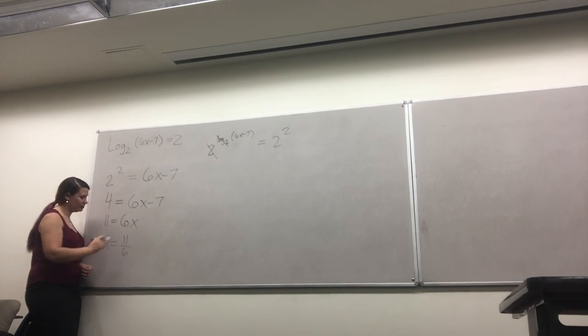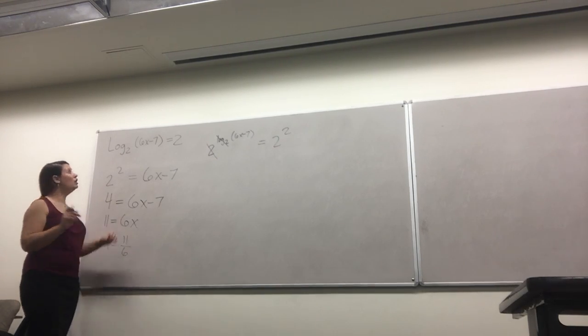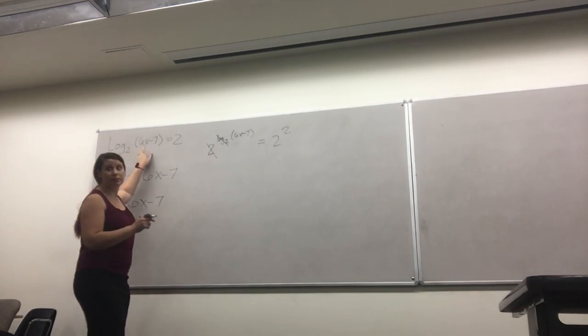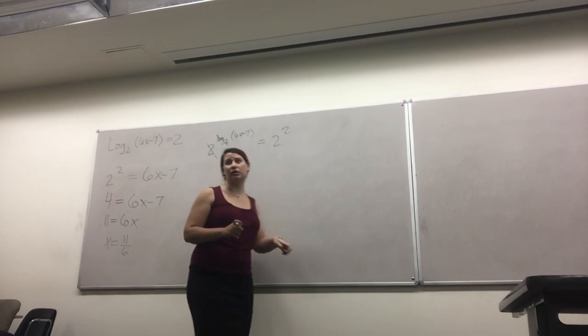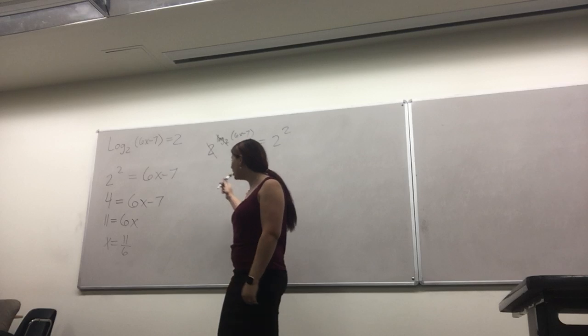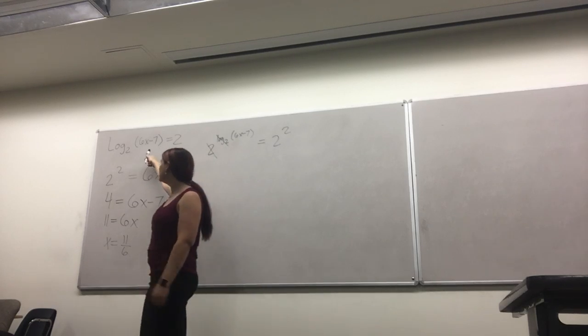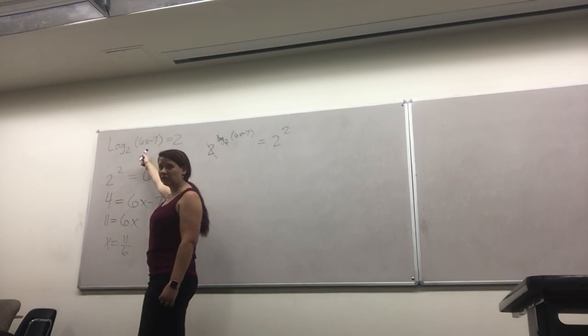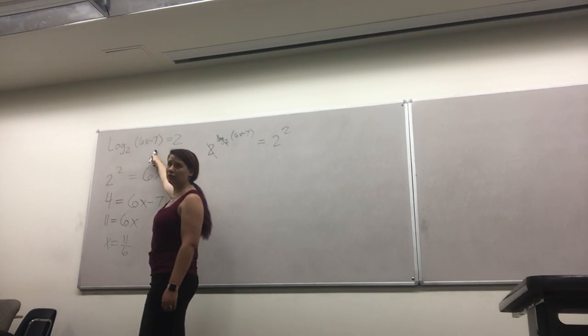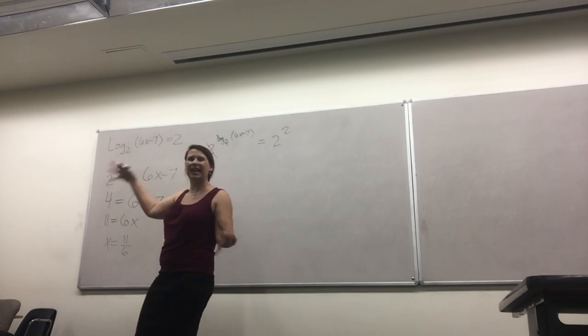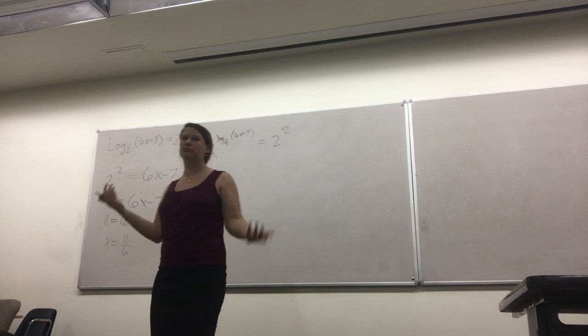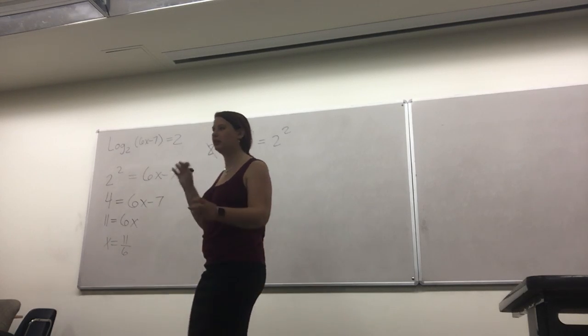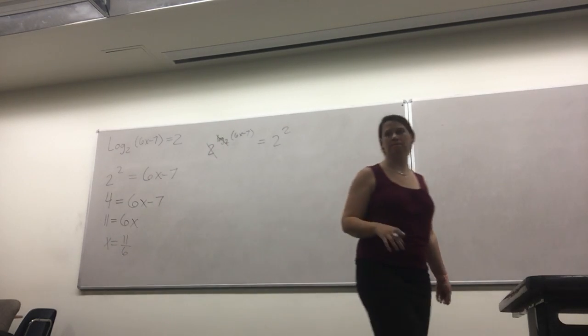11 over 6. Yep. Now, remember that you should always plug it in to see if it works, right? So if we plug 11/6 in, 6 times 11/6, well the 6's cancel, right? So you have 11 minus 7. That's positive. That's what we care about, right? So that's enough to check. Okay?